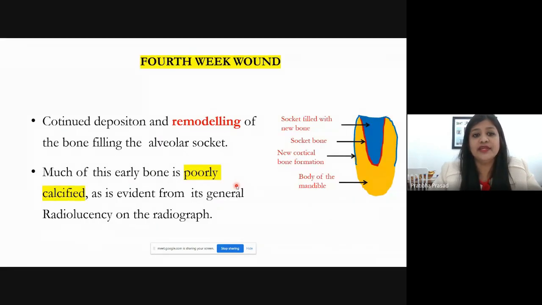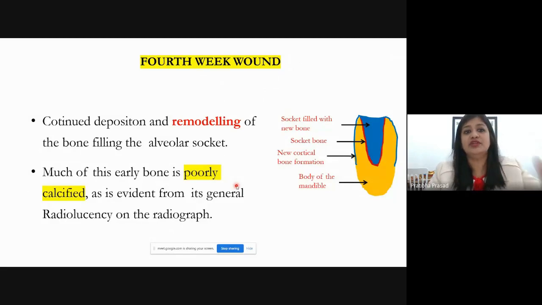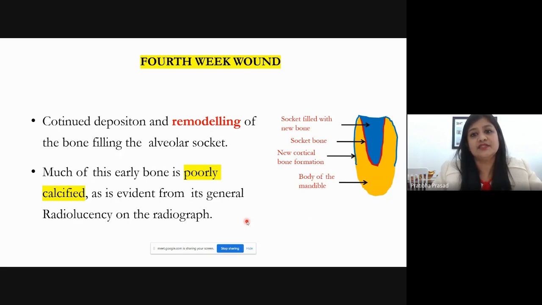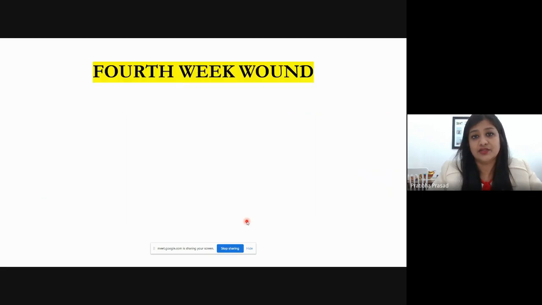In the fourth week, there is what is called remodeling of the bone. That is, the alveolar socket gets filled with the new cortical bone. So this is the socket bone, and it is filled with the new bone, and this is the mandible. All this bone which is deposited in the beginning is very poorly calcified. It is not strong like the rest of the surrounding bone, and it usually appears radiolucent, so the sclerosis has not happened.